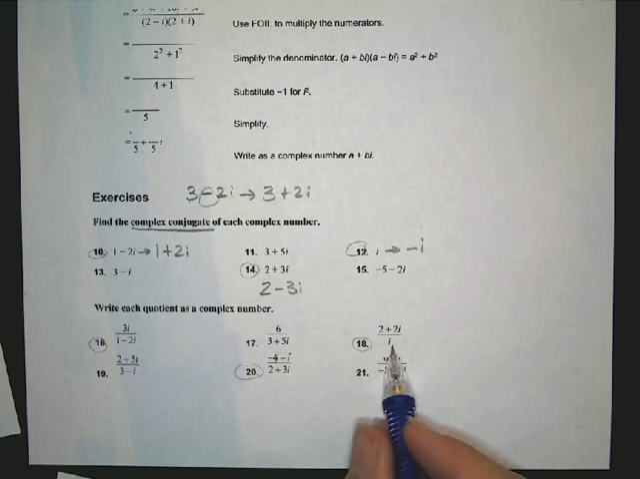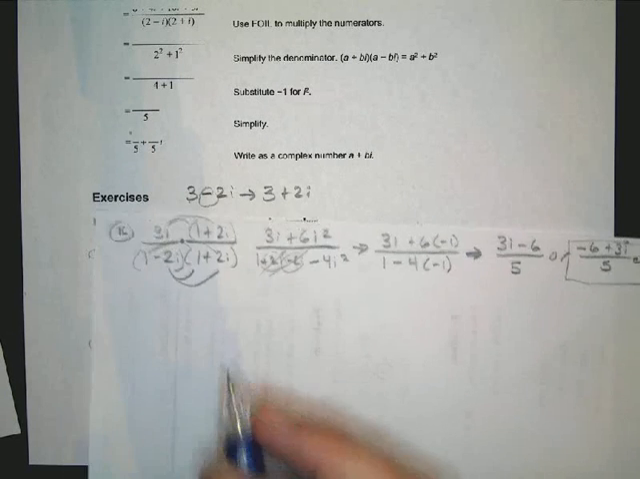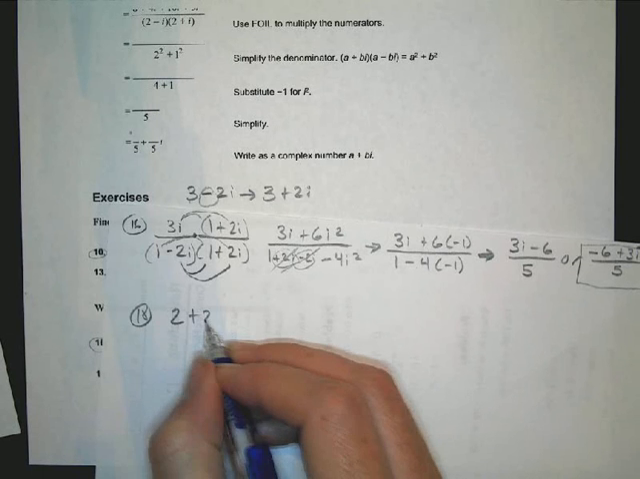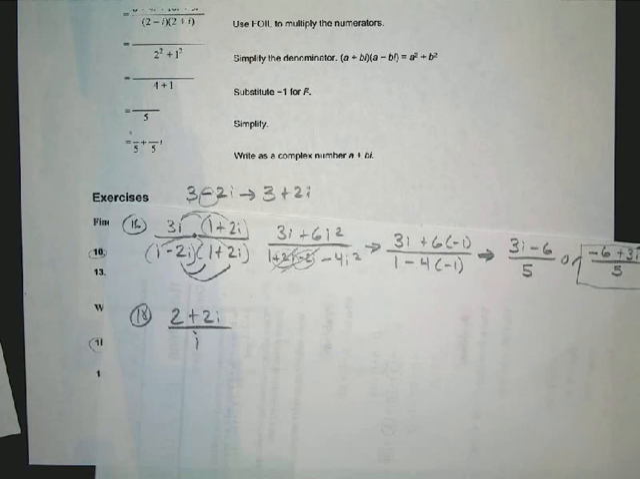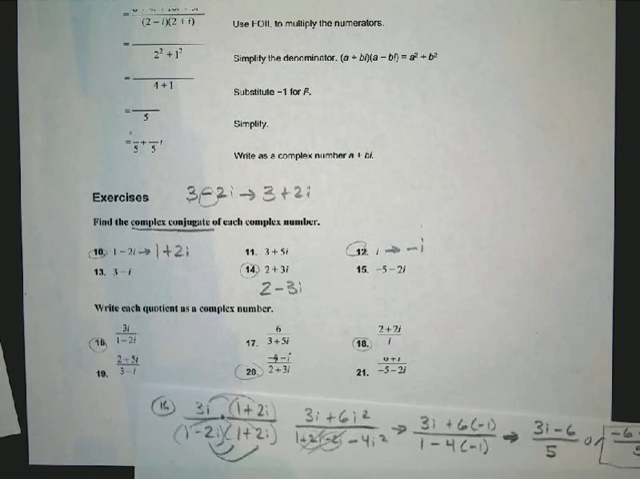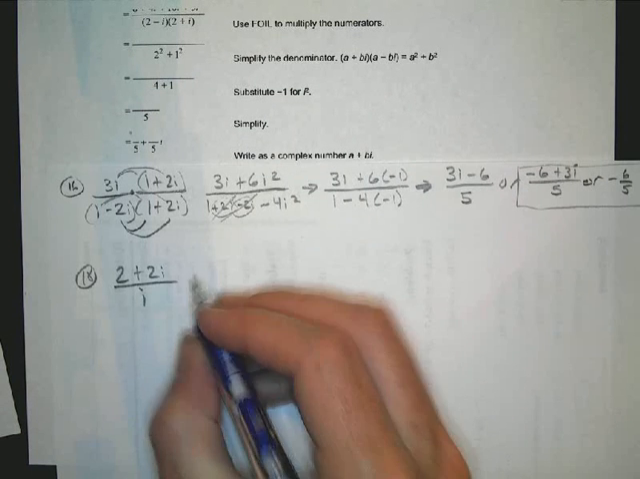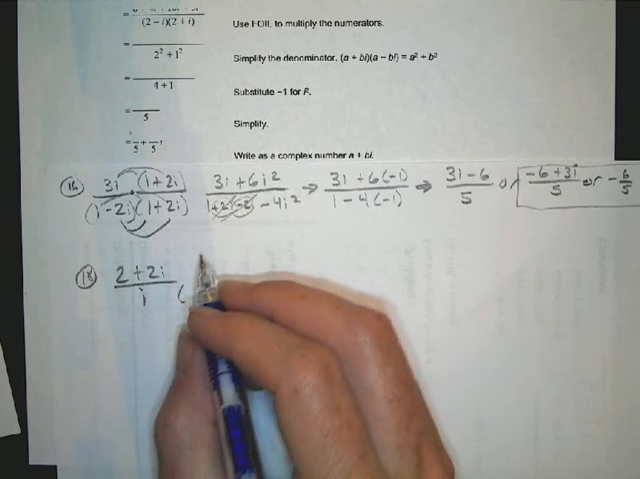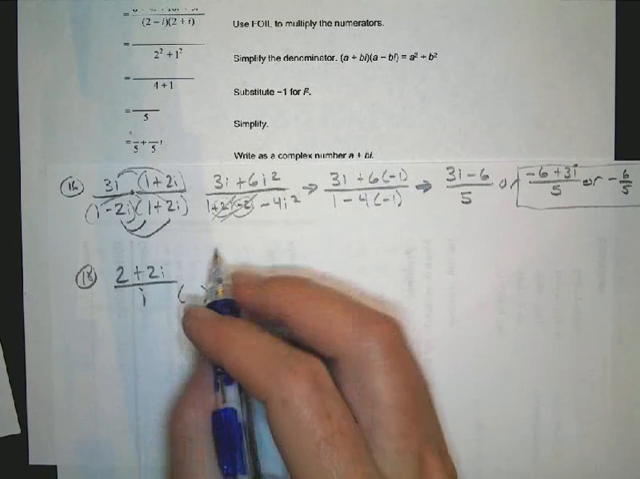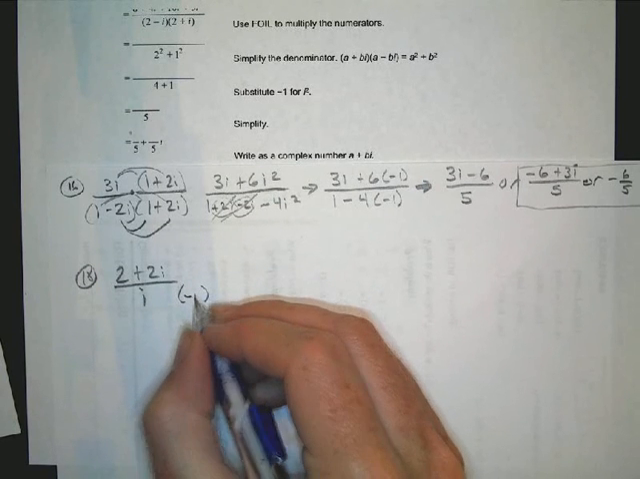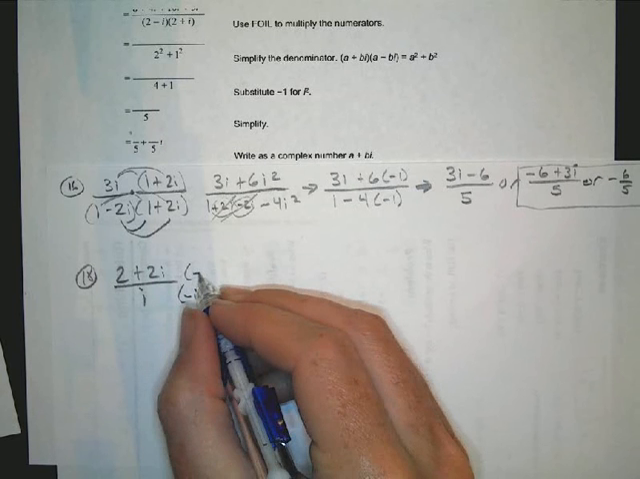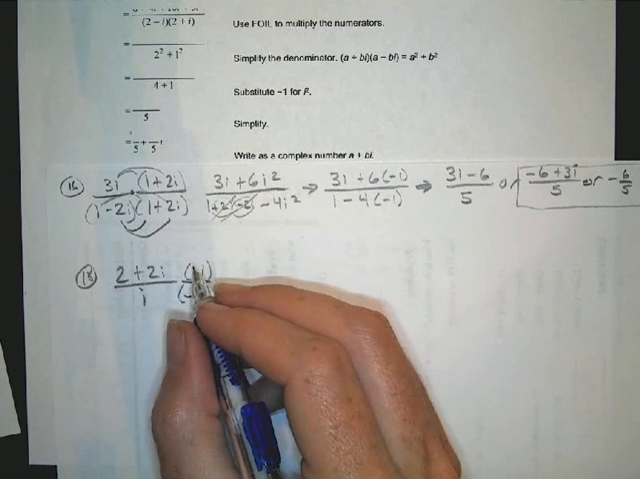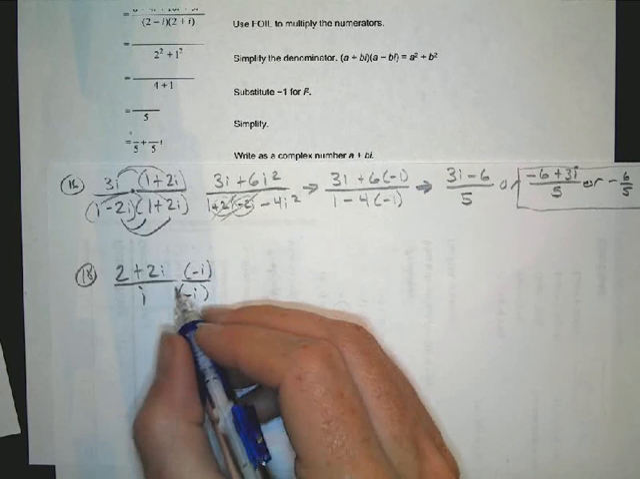Let's look at number 18. Number 18 is 2 plus 2i over i. I'm going to write this out over here. Double check, make sure I got that right. Yes, that's right. So here's number 18. Again, I can't have an i on the bottom, so I'm going to multiply. What they're wanting us to do is multiply again using the complex conjugate, so I'm going to multiply by a negative i on the top and the bottom. Let's do it that way first of all.